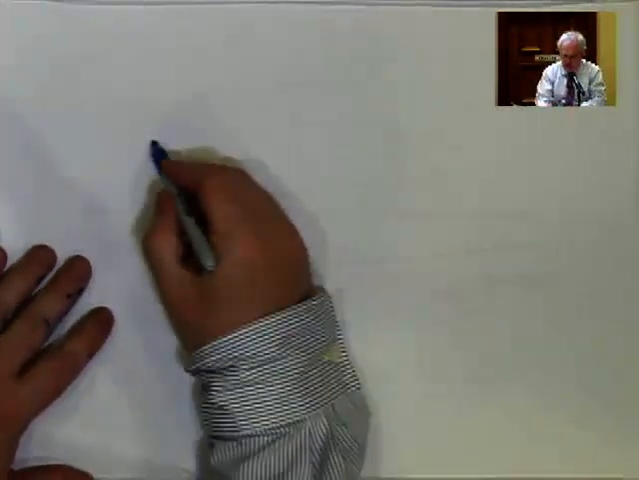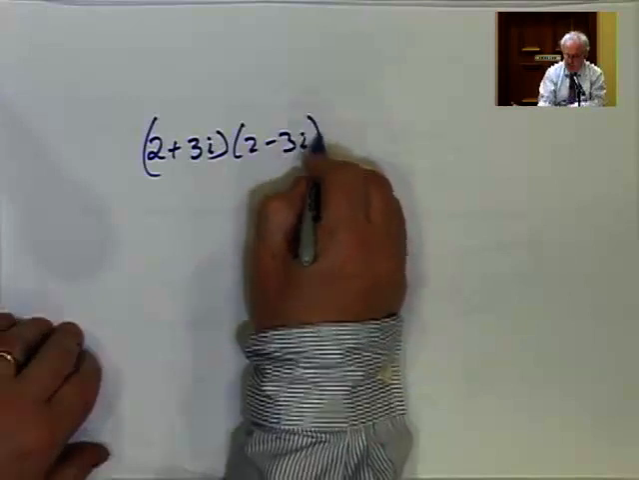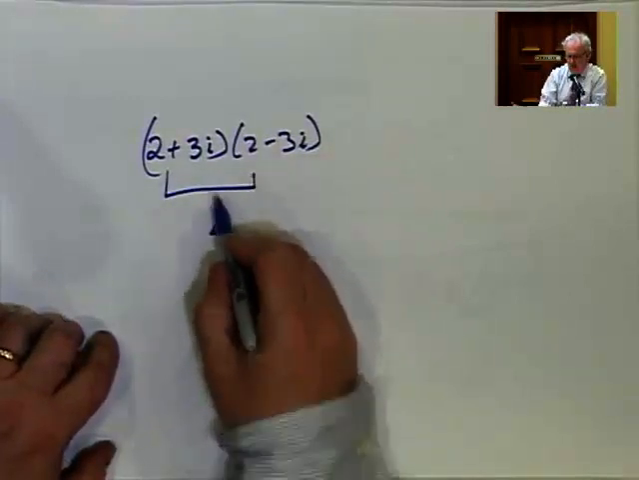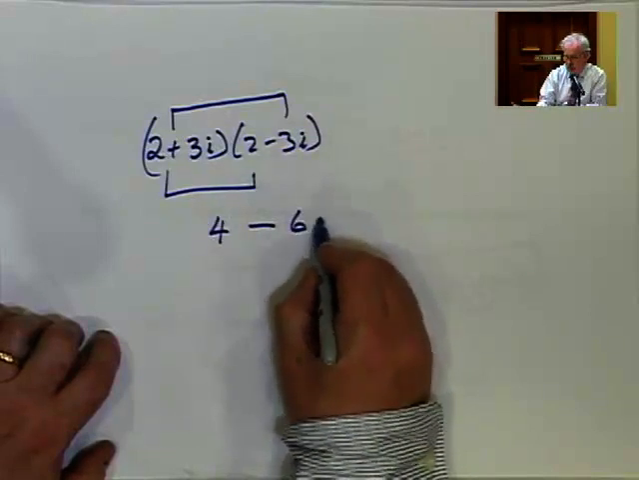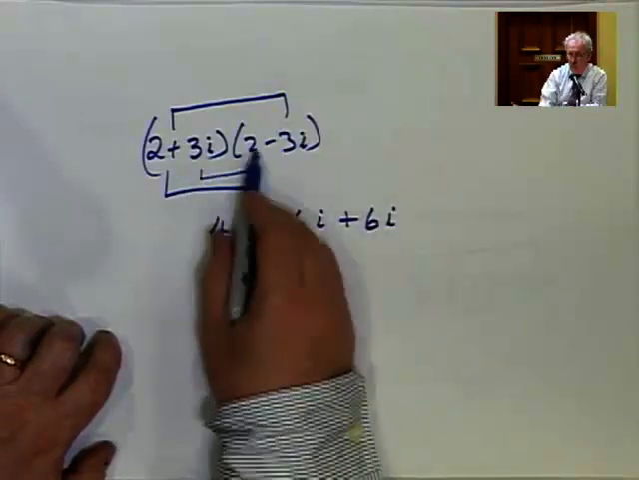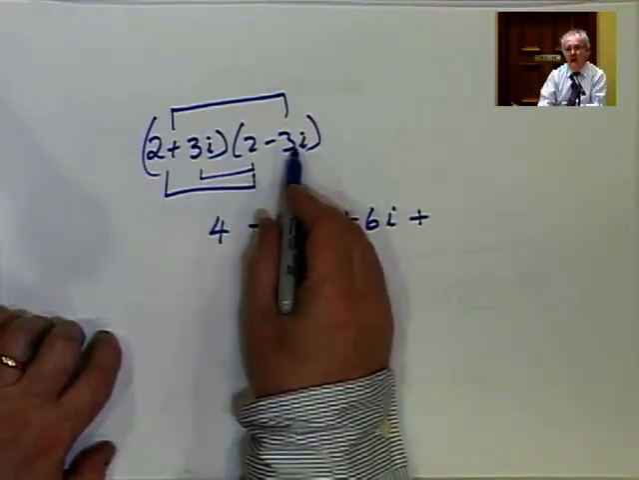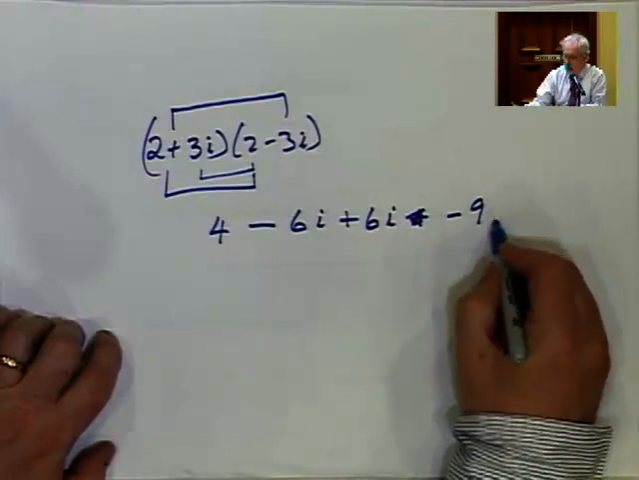On the bottom, I've got 2 plus 3i by 2 minus 3i. So let's see, 2 by 2 is 4. 2 by 3 is 6i with a minus. 3 by 2 is plus 6i, positive. And 3i by 3 is really minus 9i squared.